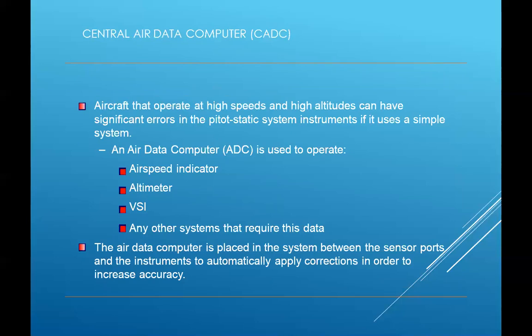Next, central air data computer. Aircraft that operate at a high speed and high altitude can have significant error in the pitot static system instrument if it uses a simple system. An air data computer (ADC) is used to operate the airspeed indicator, altimeter, VSI, and any other system that requires this data. The air data computer is placed in the system between the sensor port and the instrument to automatically apply correction in order to increase accuracy.